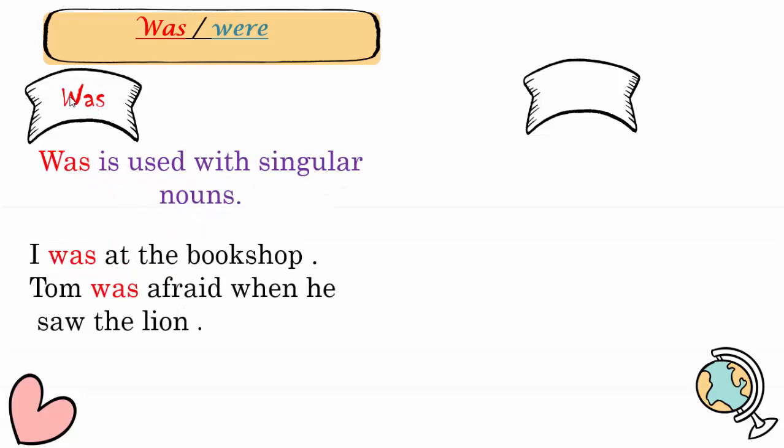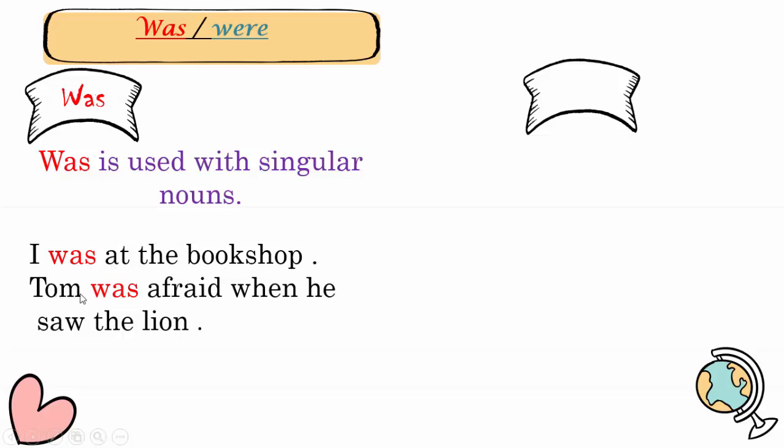We use was. Was is used with singular nouns. For example, I was at the bookshop. Here we started with the subject I, then I was at the bookshop.